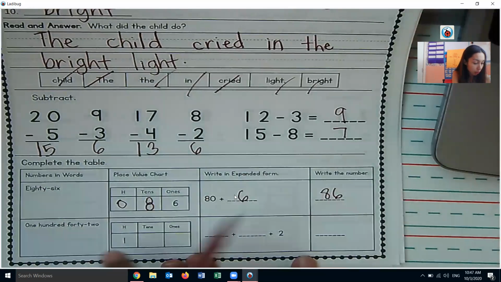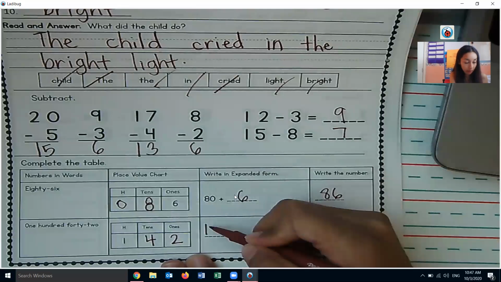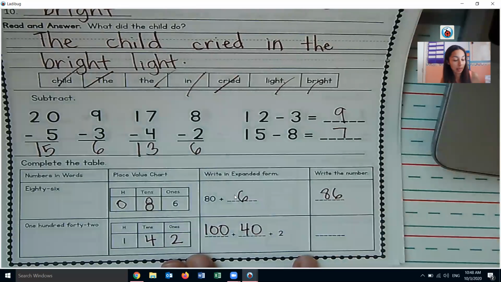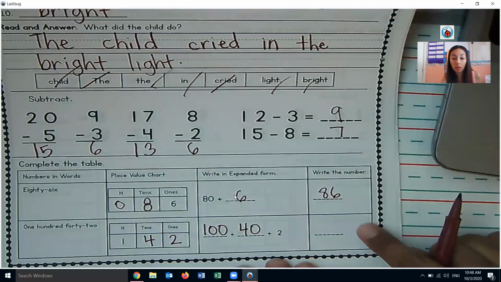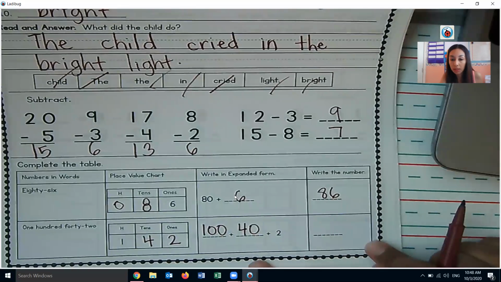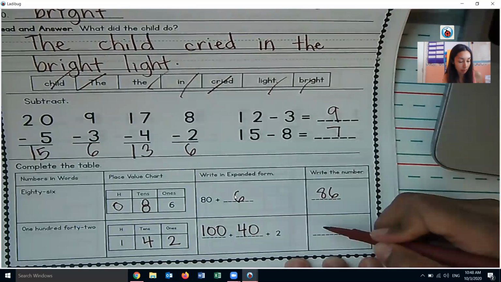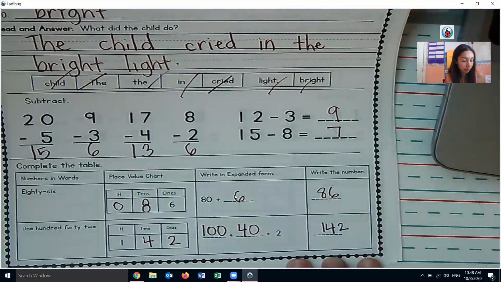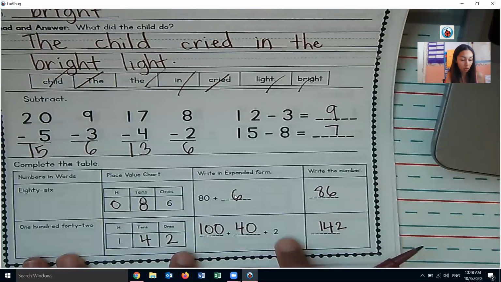142 has 4 tens, 2 ones, and it would go 100 plus 40 plus 2. So we're separating it out. Later on in the year, we will have a lesson that will show us more about this. So if it doesn't make complete sense right now, it's okay. We'll have a good lesson on this later. 142 is this number. But basically, it's just separating into little chunks: the hundreds is 100, the tens is 40, and the twos is ones.